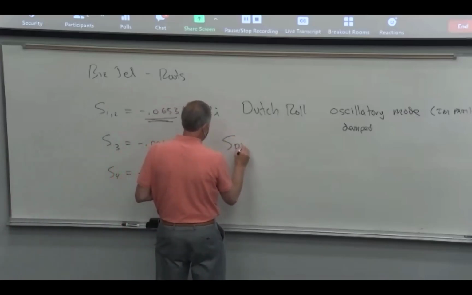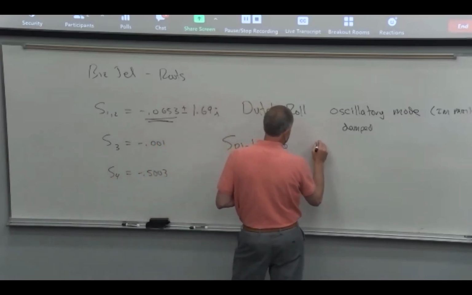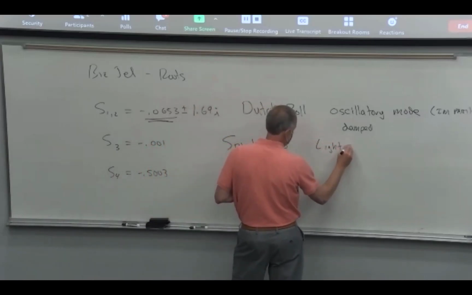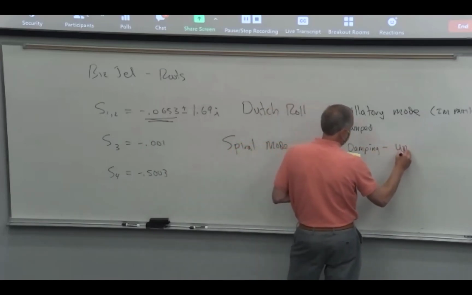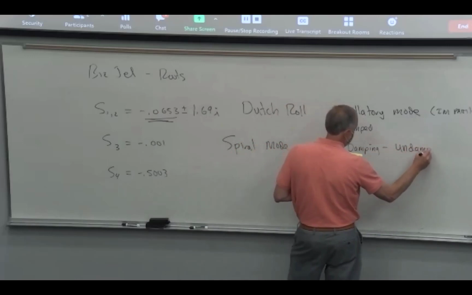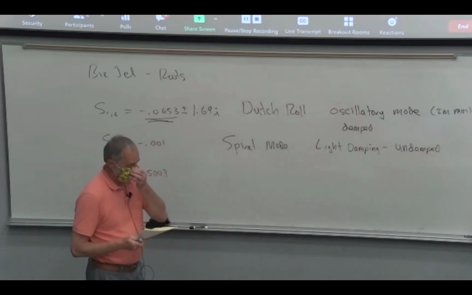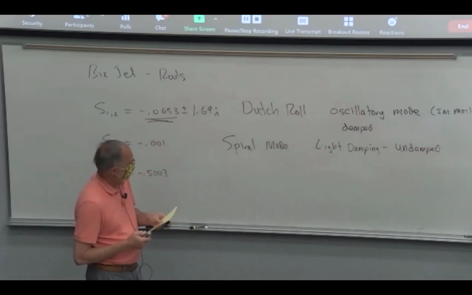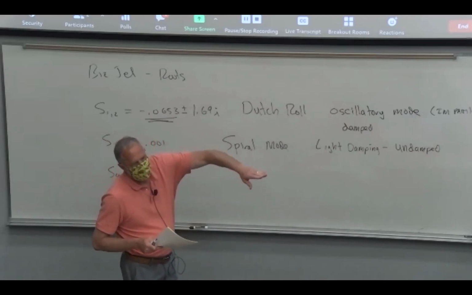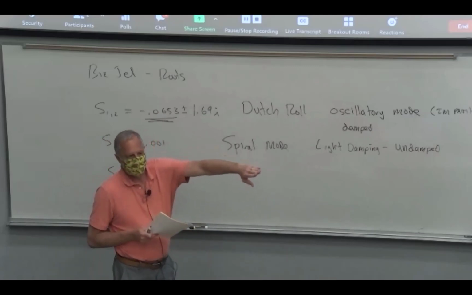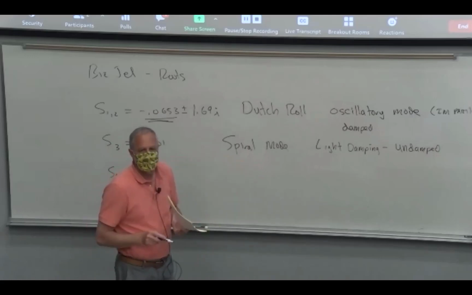This is called the spiral mode. And it's identified by a light damping, or it may actually be undamped. And this is very slow, and that's why it's okay to be undamped or even unstable. It's a very slow banking divergence from straight flight. So it doesn't happen very fast, so an autopilot or a pilot can easily respond and keep it on track.